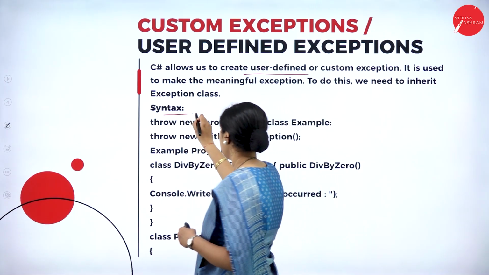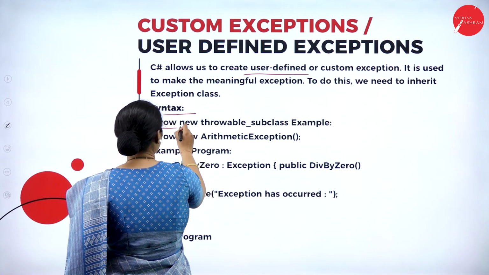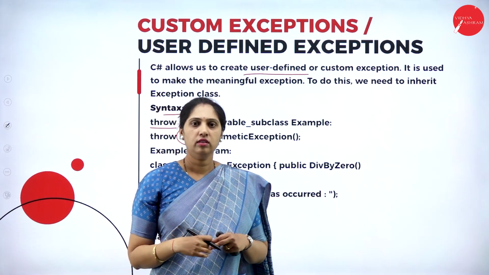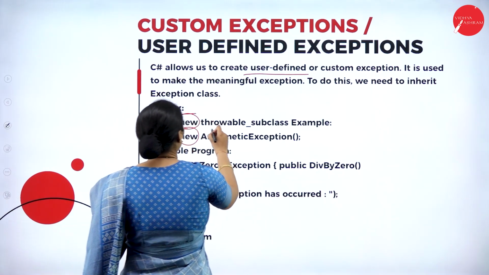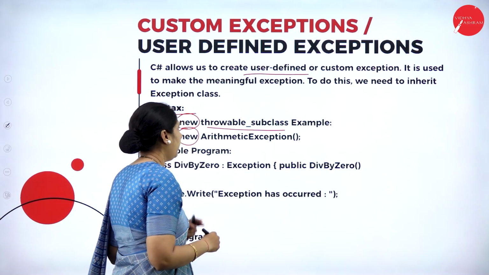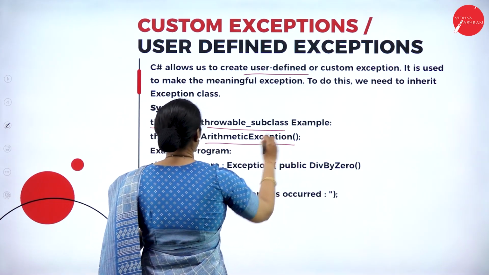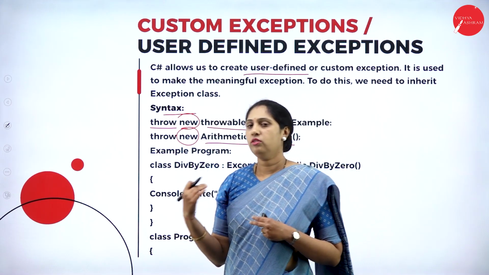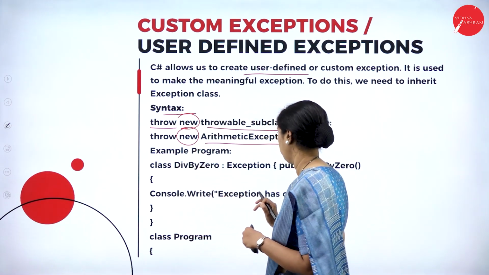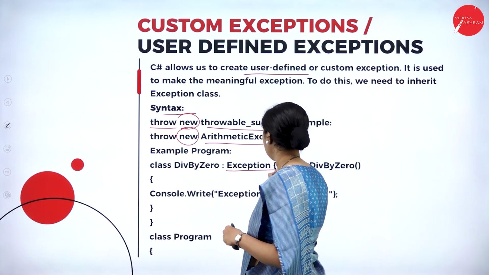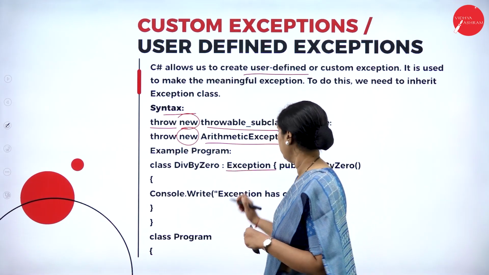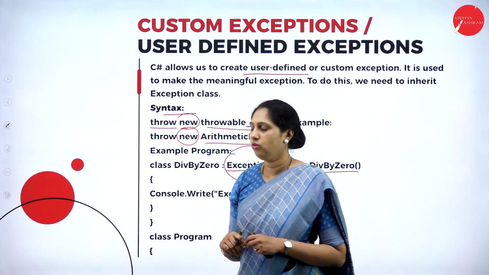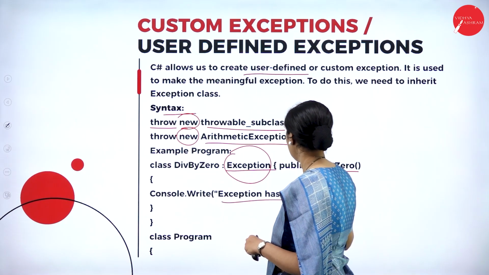Then how is the syntax? We are using throw with the keyword new. In this new, we are creating our own exception. Next, throwable subclass. It is an example, or you can say ArithmeticException. So in our program, we define our own exception for divide by 0. See, that is colon Exception. So what is Exception here? We are deriving from this Exception class and there is a function DivideByZero. We give a message, exception has occurred.